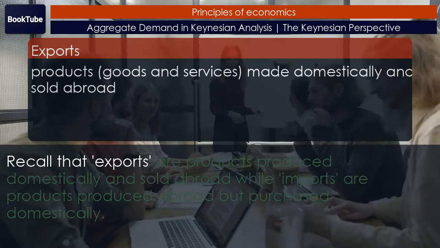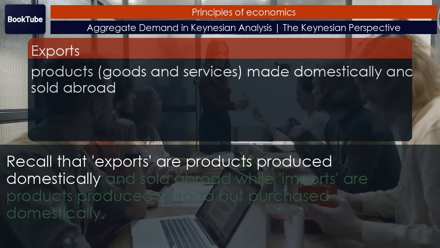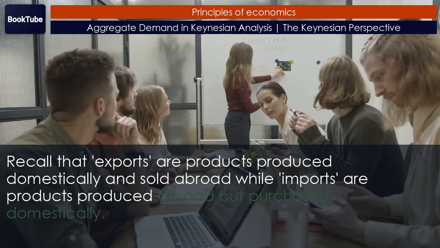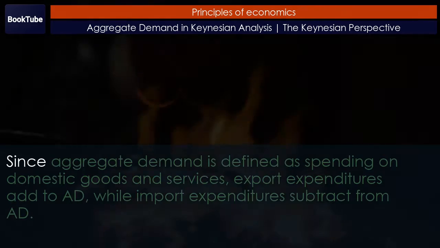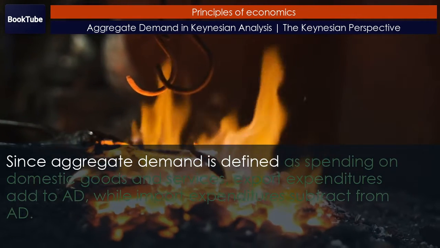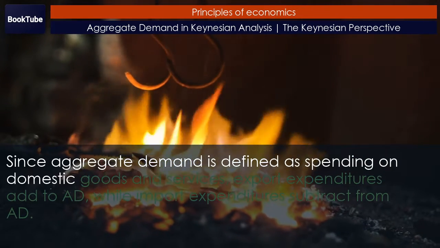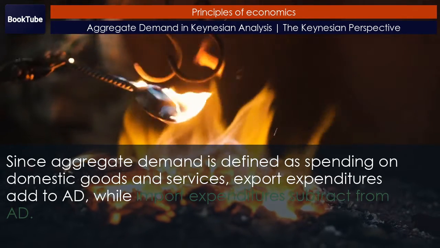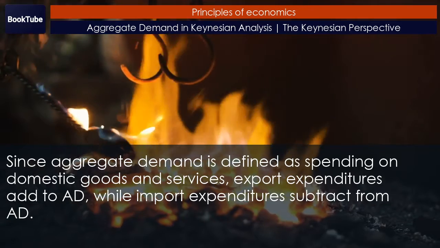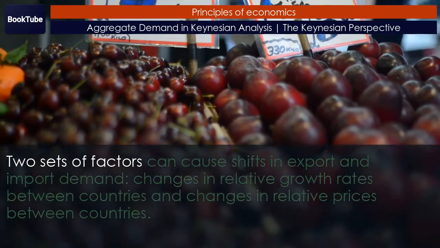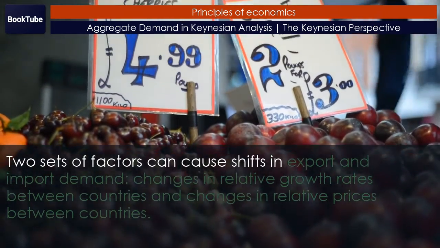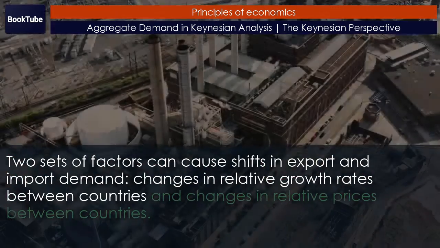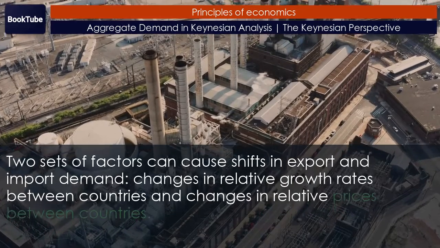What determines net exports? Recall that exports are products produced domestically and sold abroad, while imports are products produced abroad but purchased domestically. Since aggregate demand is defined as spending on domestic goods and services, export expenditures add to AD, while import expenditures subtract from AD. Two sets of factors can cause shifts in export and import demand: changes in relative growth rates between countries and changes in relative prices between countries.